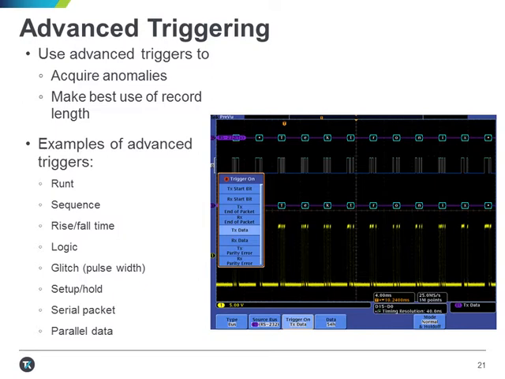The list here on the slide is just a sample of some of the advanced triggers, and unfortunately we don't have time to go into all of them, but maybe we'll do a follow-up session if the demand and feedback is there. There are more and more triggers available on higher performing scopes. User manuals are a good source of information on the latest triggering alternatives.